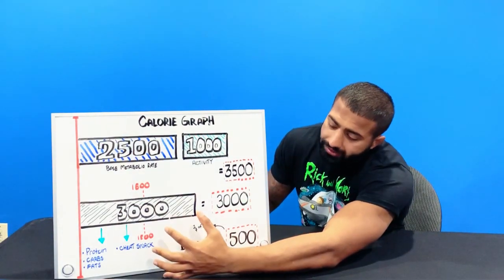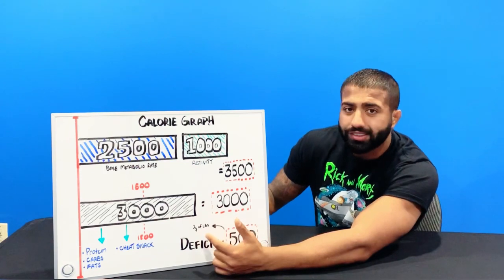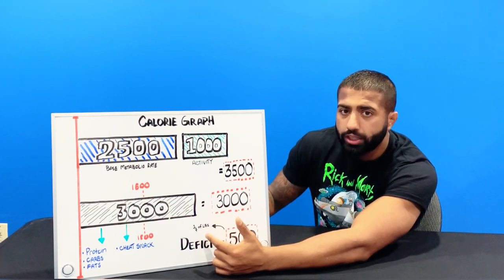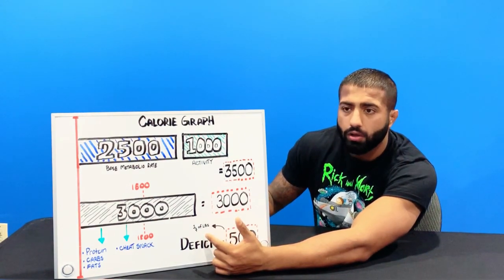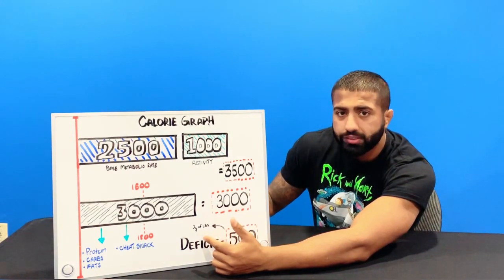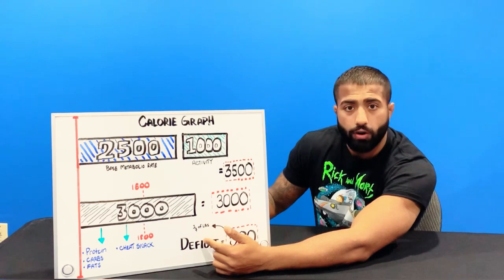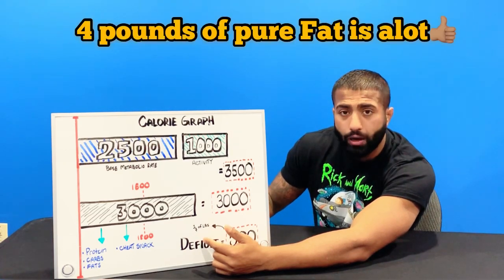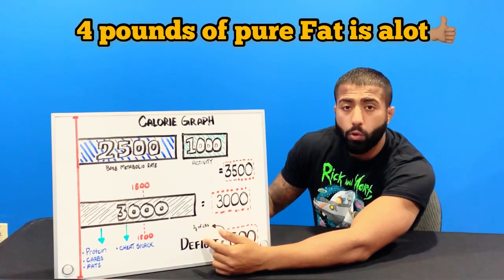If you follow this diet, you're gonna lose 1/7 of a pound each day. That doesn't seem like a lot, but it adds up over time. Over a week, if you do this, that's 1 pound. Over a month, that's 4 pounds. In a year, that is 48 pounds.